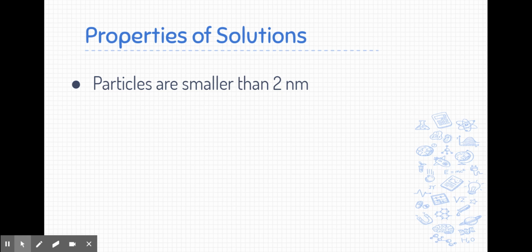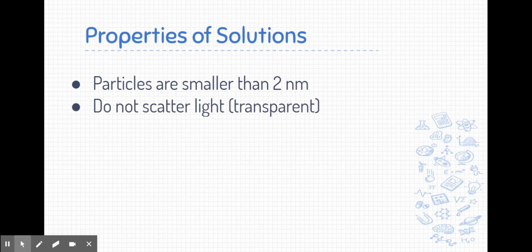As was mentioned in the classification of matter chart, solutions are the type of dispersions in which we have very small particles, less than 2 nanometers. Rather than thinking of a number, just think we're talking about atoms, ions, small molecules, just this type of thing that we've been talking about in chemistry.